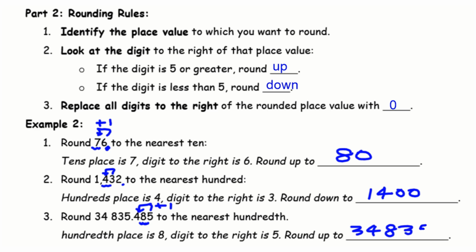34,835 and 49. The number after 9, we round it down. We put 0 here, but with decimals, we don't have to put 0. If you put 0 there, it's 0.490. 0.490 is the same as 0.49. So this is rounding.